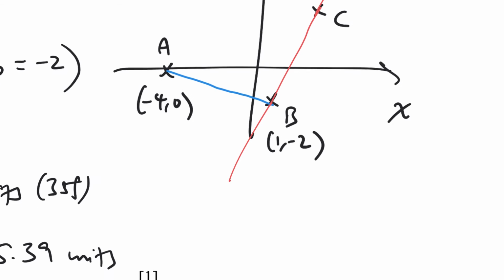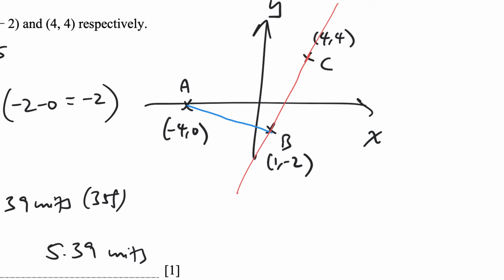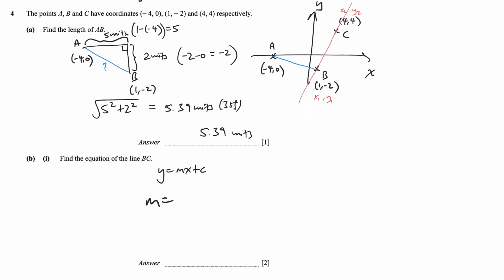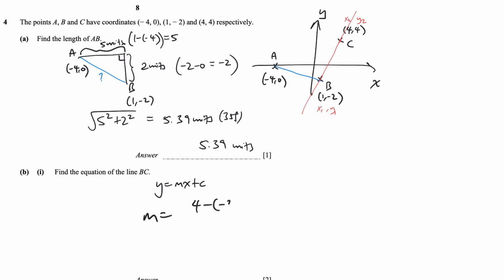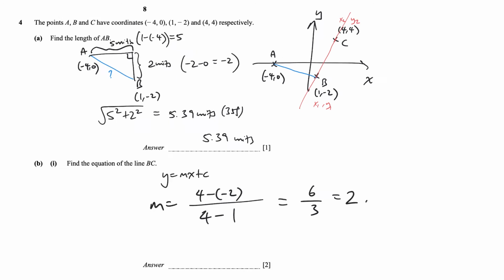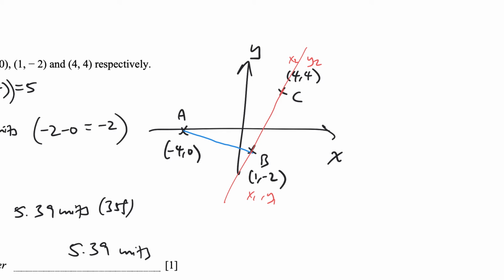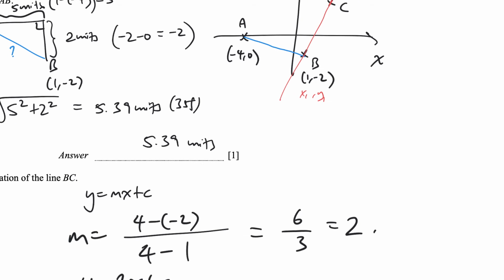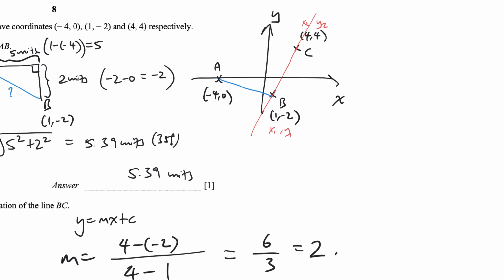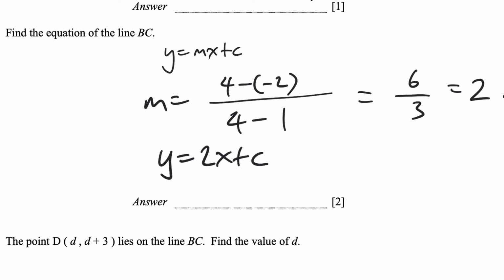let me just code it this way. The point on the left is always x1, y1. The point on the right is always x2, y2. So you apply the formula, you get y2 minus y1, 4 minus -2, over x2 minus x1. And this gives me 6 over 3, which is 2. So we have the equation y equals 2x plus c. We cannot stop, we must find c. The good news is that we know 2 points that lie on the line, 4, 4, and 1, -2. Either one will work. Just substitute any one. Both of them must fulfill this equation.